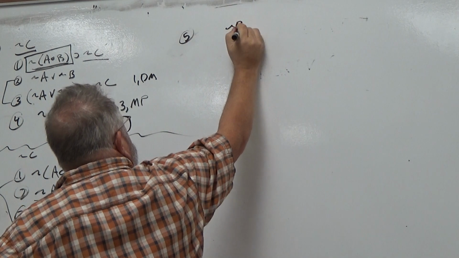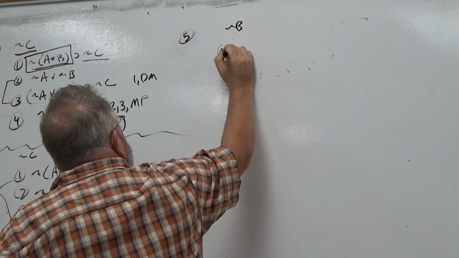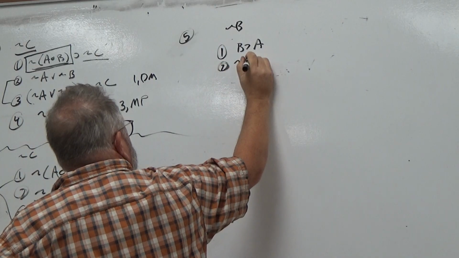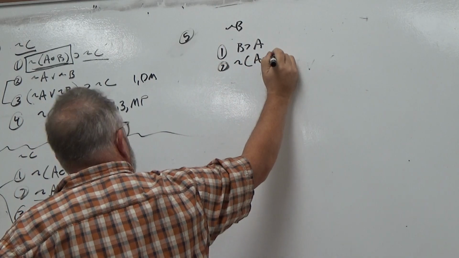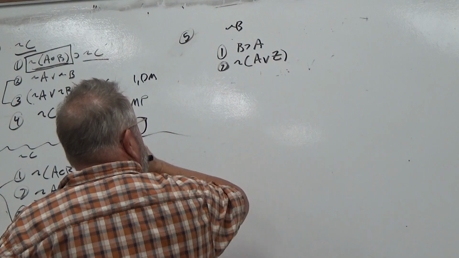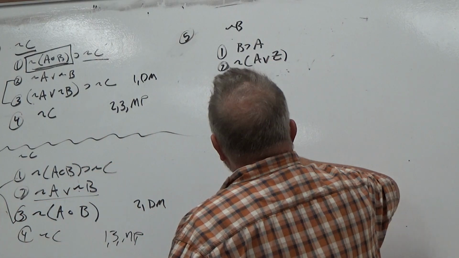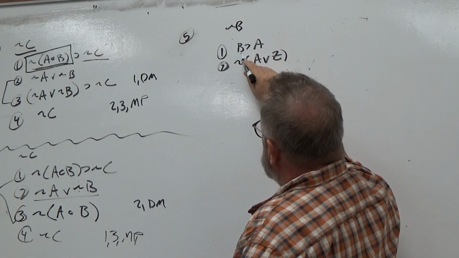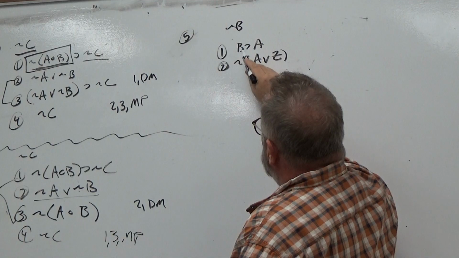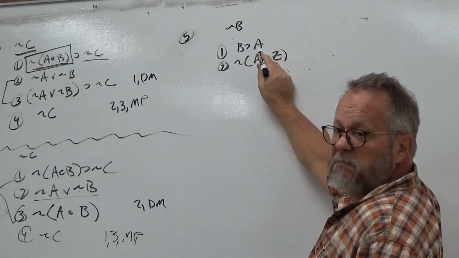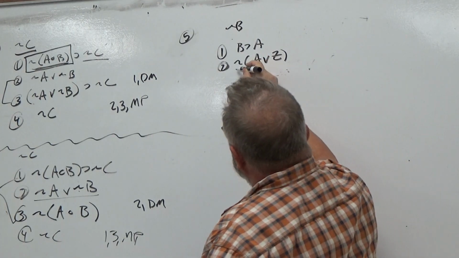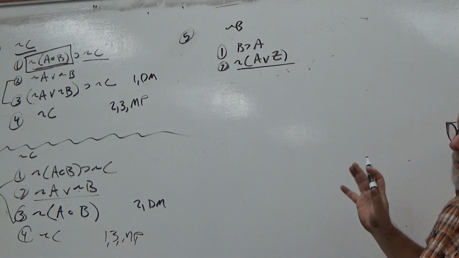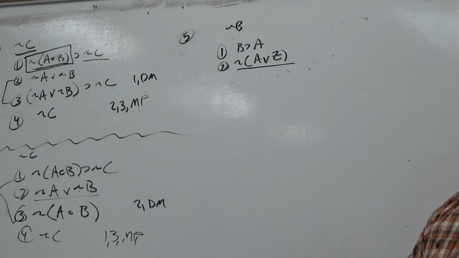Prove not B. I have B then A, and I have not A or Z. We have to get to not B. Well, we look for B, we don't see it, so we look for its opposite, which would be B in the antecedent. So I could get a not B from line 1 if I had a not A. Okay? The only thing I have to work with is this. There's an A in there, but it's all caught up in everything.